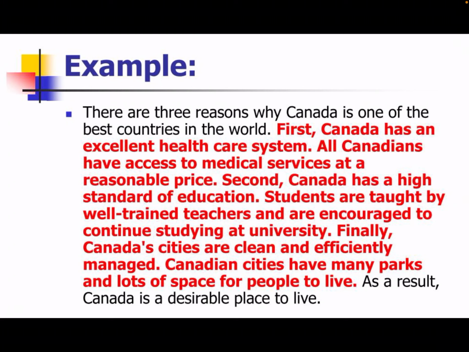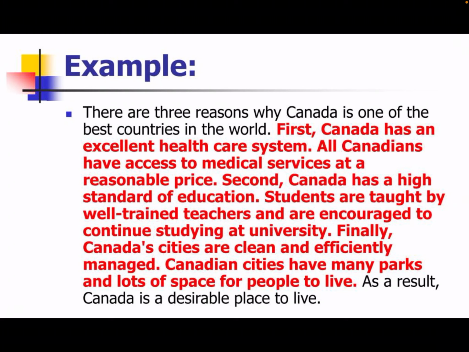This is also another fact. And then we have our conclusion. Finally, Canada's cities are clean and efficiently managed. Canadian cities have many parks and lots of space for people to live. Okay, so I have my conclusion, and I have supporting it, and I'm talking about facts about Canadian cities. And then we have our final conclusion sentence. As a result, Canada is a desirable place to live.